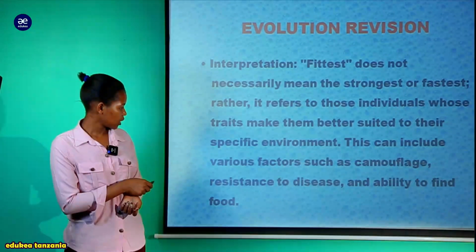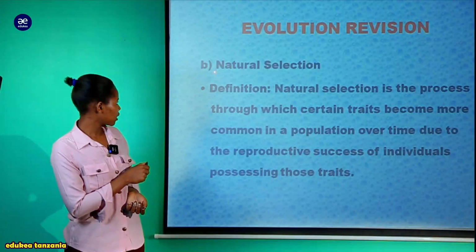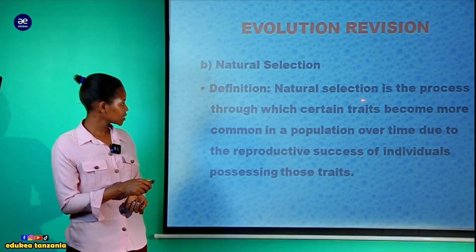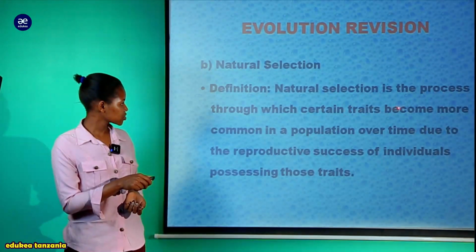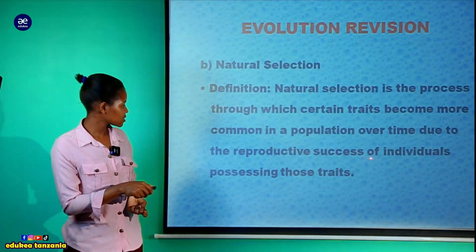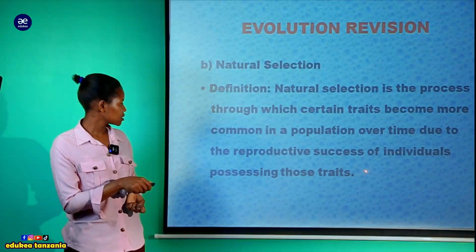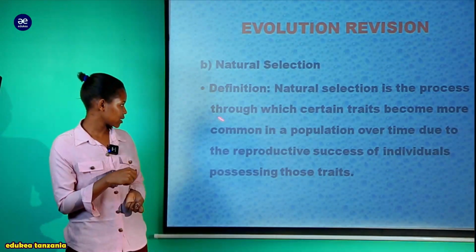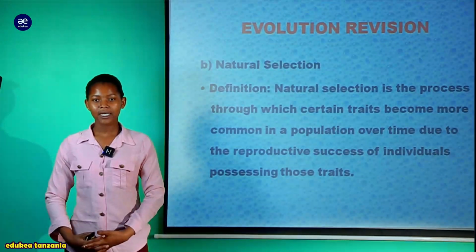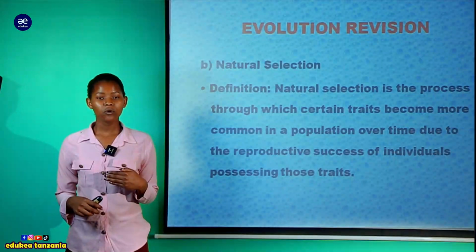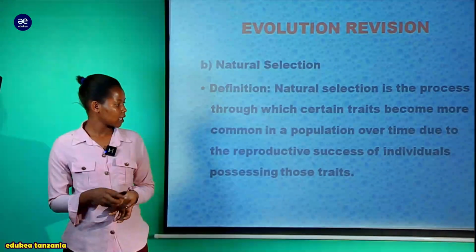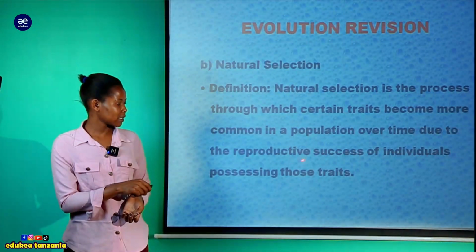Again, we can see B is natural selection, on which the definition is that natural selection is the process through which certain traits become more common in a population over time due to the reproductive success of individuals possessing those traits. That is natural selection. Ni process ambako sifa fulani zinakuwa popular katika kizazi fulani kwa sababu individuals ambao walikuwa na hizi traits waliweza kusurvive katika mazingira yale. That is all about natural selection.